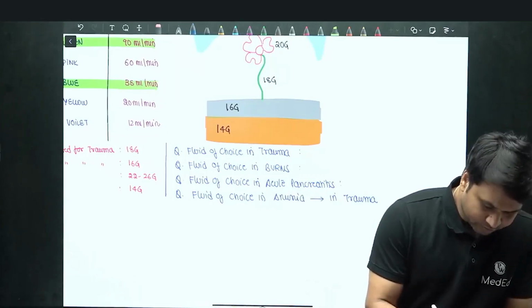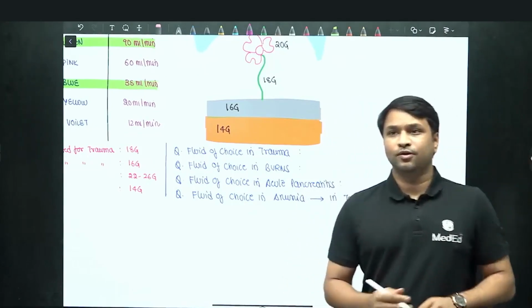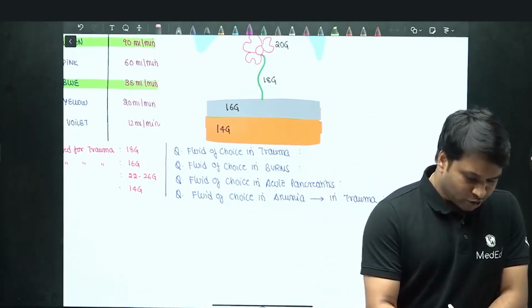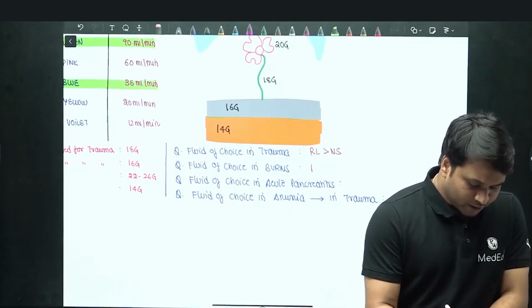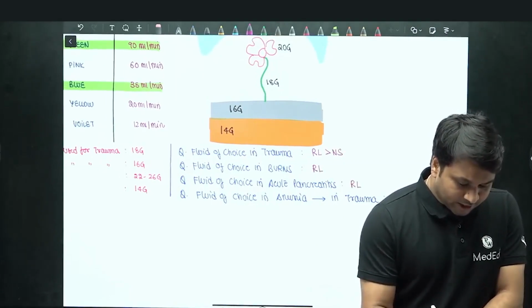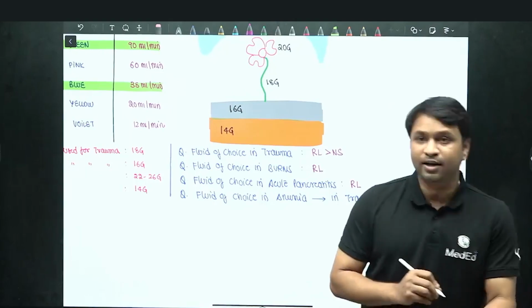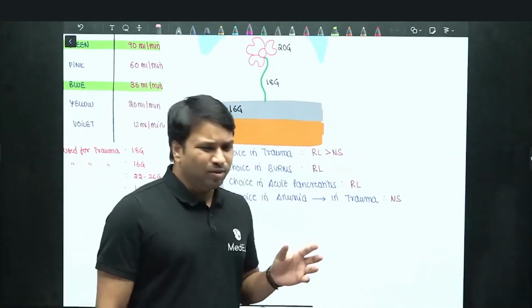Fluid of choice in trauma is going to be ringer lactate, preferred over normal saline. In burns, no doubt it is ringer lactate. Acute pancreatitis also ringer lactate. But if there is renal failure or anuria, then I'll give normal saline. Okay? I hope everybody knows the reason also.